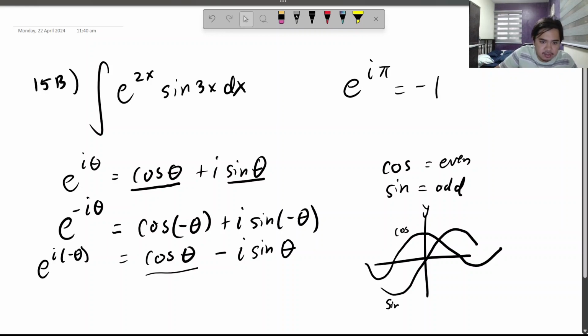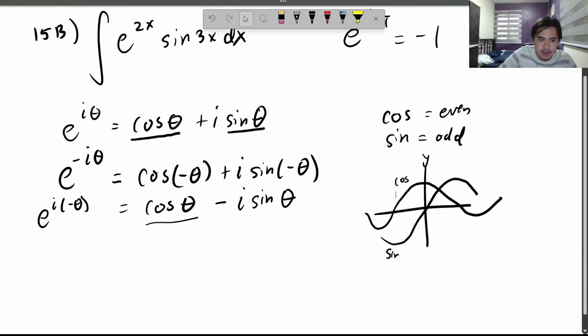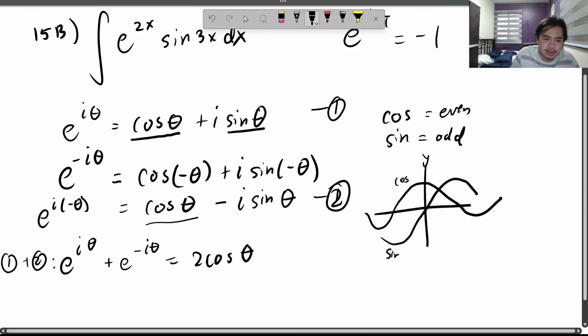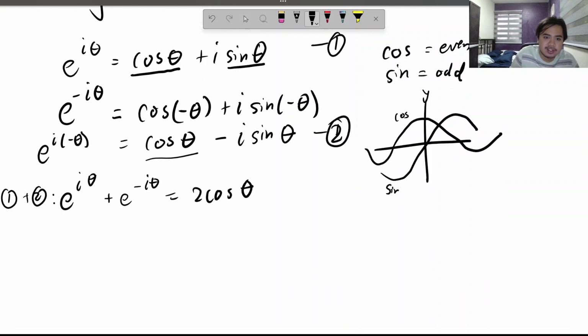Alright, now that we have these two equations, we're going to start isolating cosine and sine. First, let's isolate cosine by adding these together. This is equation 1, this is equation 2. So we're adding 1 and 2 here. The e to the I theta plus e to the negative I theta gives cosine theta plus cosine theta, 2 cosine theta. I sine theta minus I sine theta is 0. So I successfully isolated cosine.